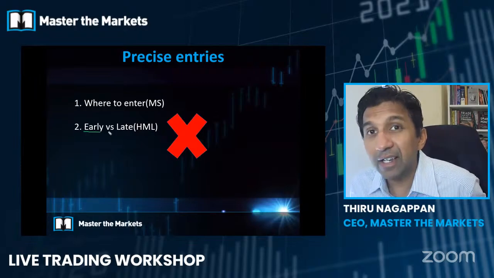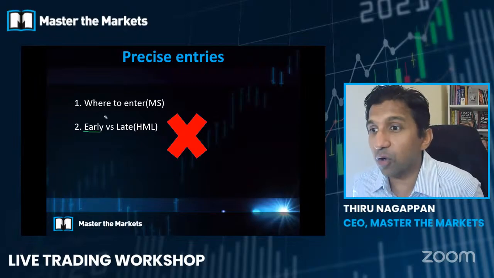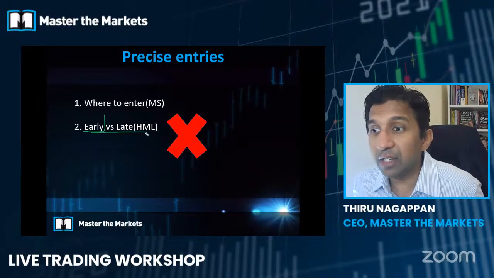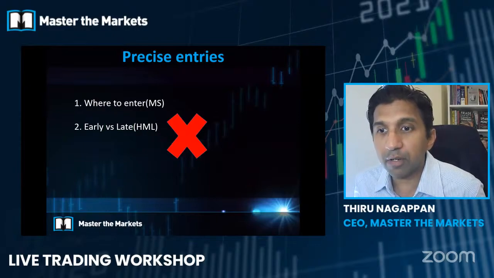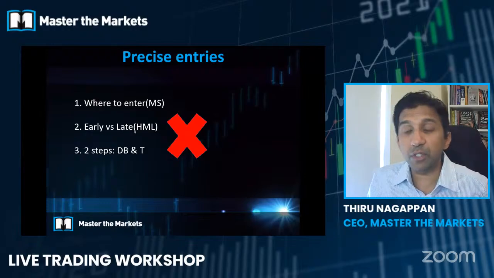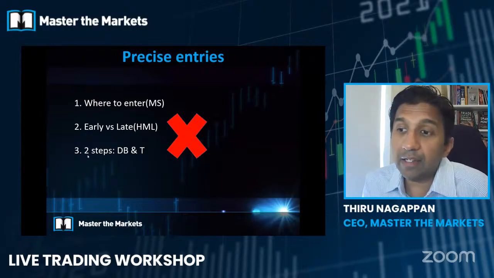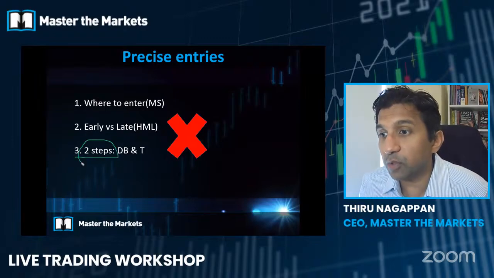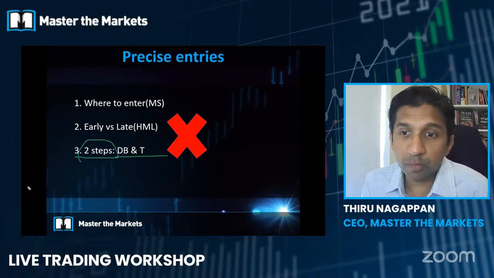And this is what I did for a good like 5-6 years. Always looking to get in early. The actual thing is, it's not about early versus late, right? It's about thinking about this HML factor, which I'll be talking about later on today in the topic as well. And the final thing is, after you do understand the first 2 points, where do you really pull the trigger, right? And that's based on the 2 steps over here, the DB and T, which I'll be covering as well.